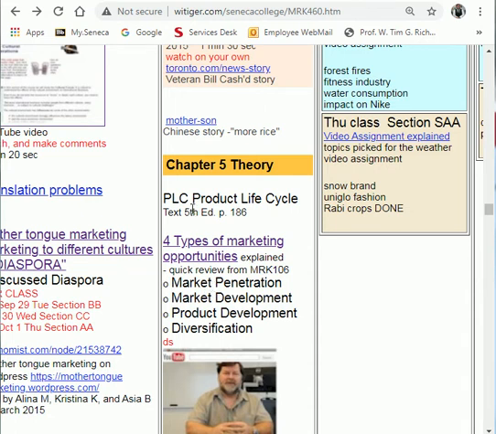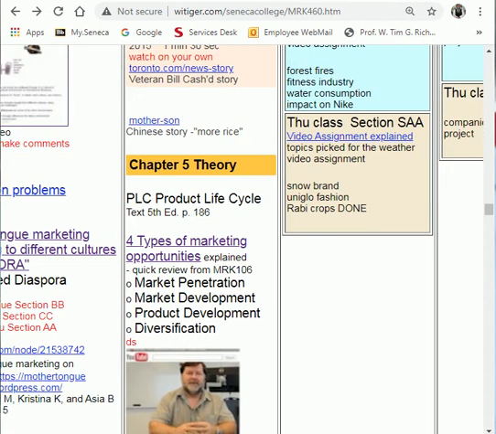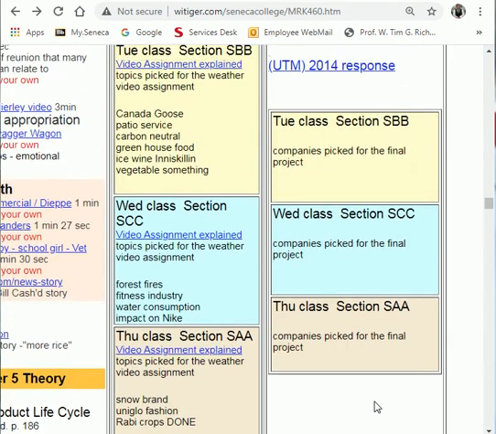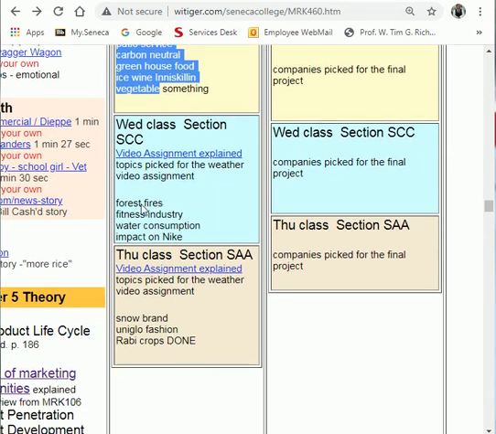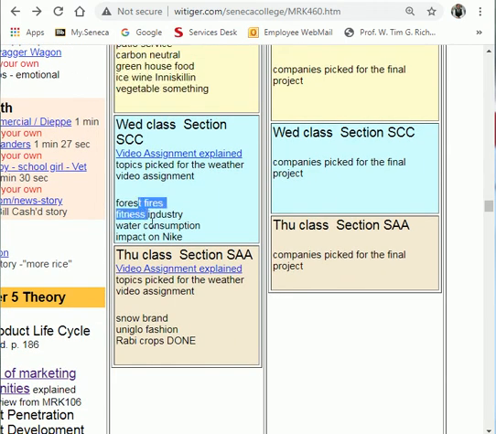Now, in addition, in this class, I also mentioned the assignment coming up, the video assignment, which is due in November. Section B, these are the topics that we have so far. Section on Wednesday, these are the topics we have here so far. And the Thursday section, I only had 3 groups tell me what they have so far.